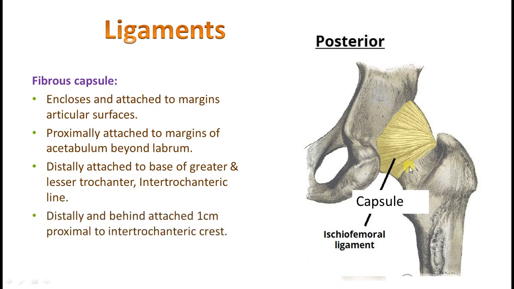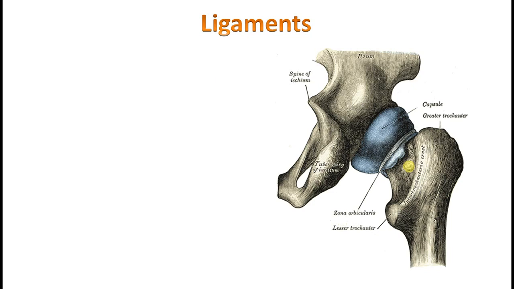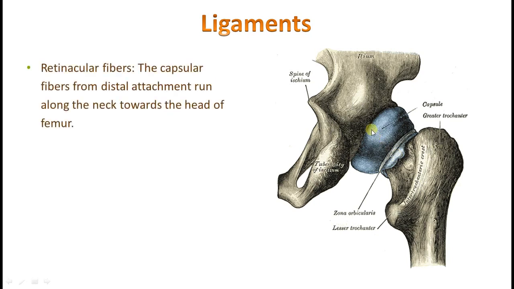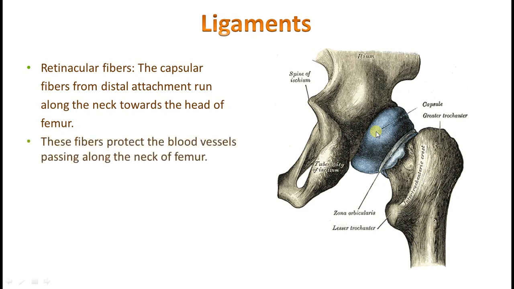Then some of the fibers, especially from the anterior part of the neck, course back towards the head. From the neck anteriorly especially, they run towards the head of the femur and they are called the retinacular fibers. These fibers mainly protect the blood vessels which are traveling from the neck to the head of the femur. Okay, mainly for the protection of the blood vessels.